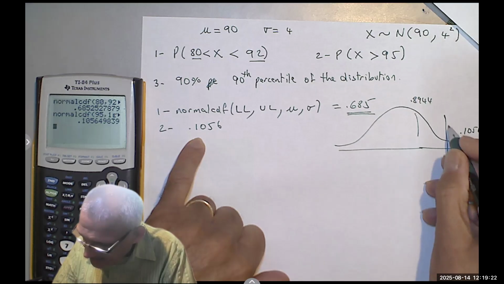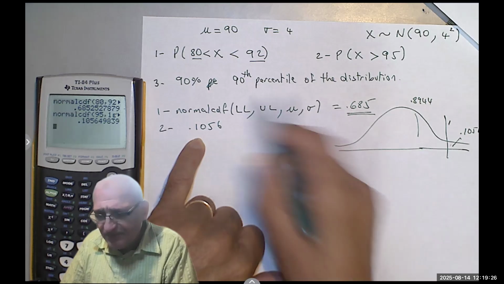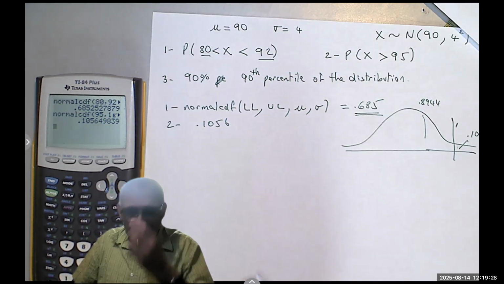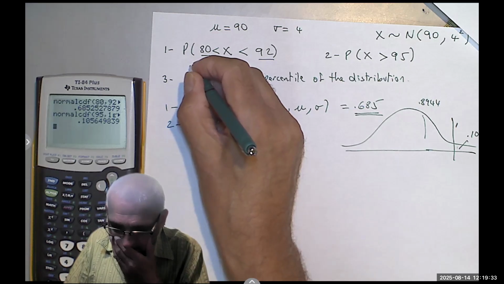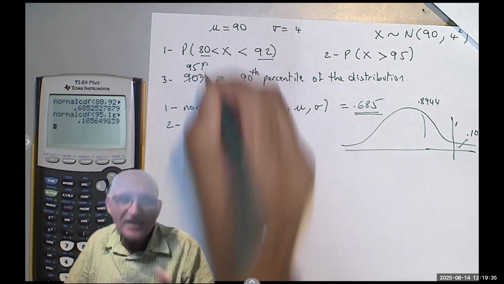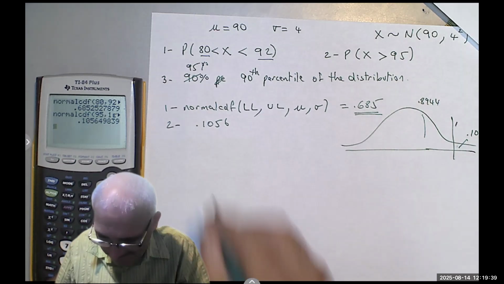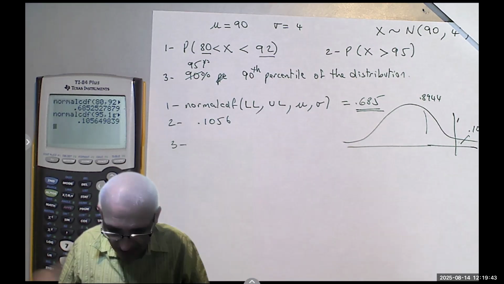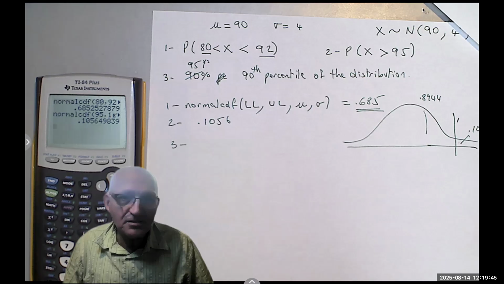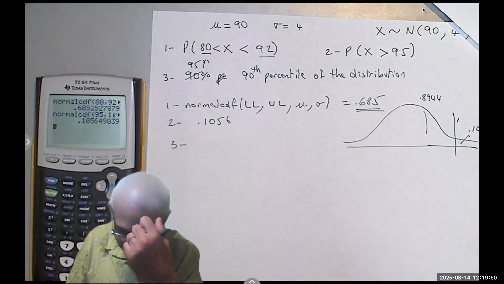I want the 90th percentile. I want it 0.1 and 0.9. So it must be very close to 95. So maybe we change that. Let's make that a 95th percentile. So at least it makes sense. Okay. In this case, you have to use something called the inverse function. Okay? How do I get the inverse function?